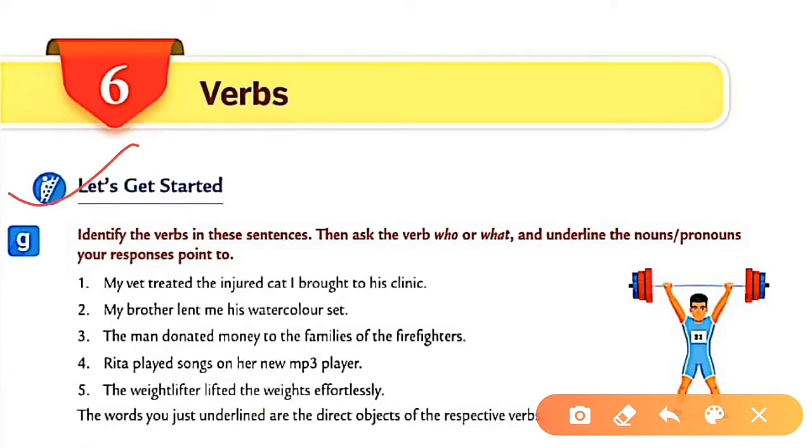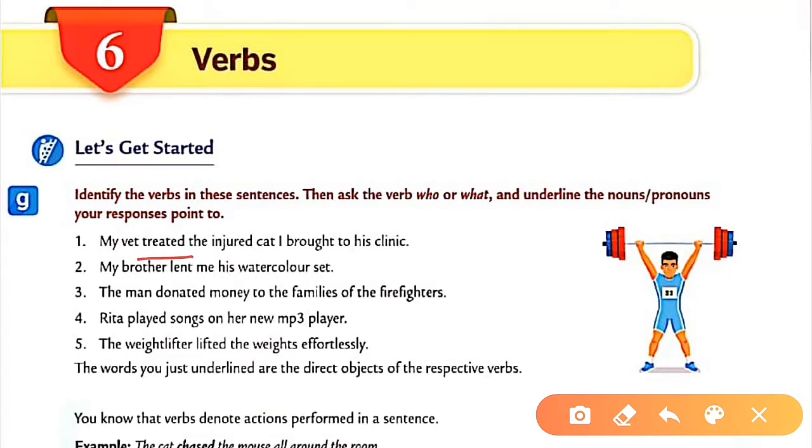The question is: identify the verb in the sentences, then ask the verb who or what, and underline the noun or pronoun. Question number 1: My vet treated the injured cat I brought to his clinic. Your answer is treated, it is your verb. And the injured cat, who? The cat. You have to underline it because it is your noun.